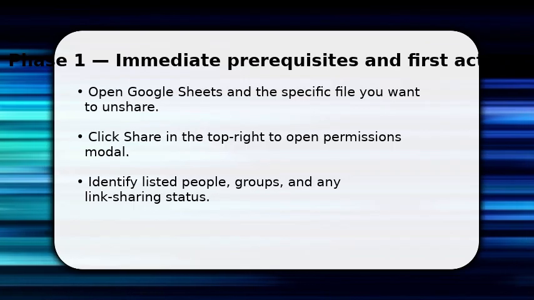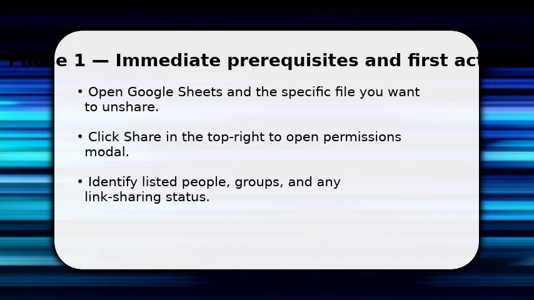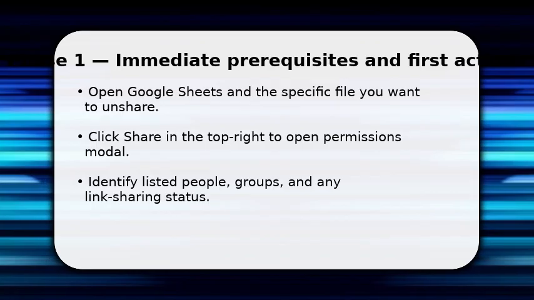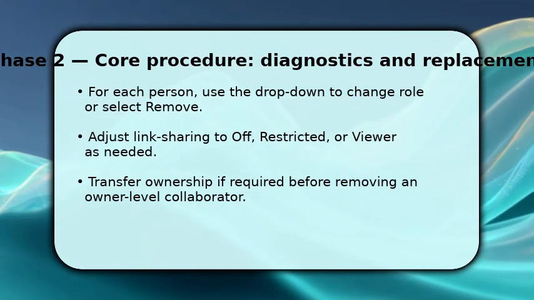You're acting to reduce access quickly, so prioritize removing broad link access first, then tackle individual editors and viewers one by one. Once done with identification, change roles or remove users directly. Click a user's role menu and pick Viewer, Commenter, or Remove.